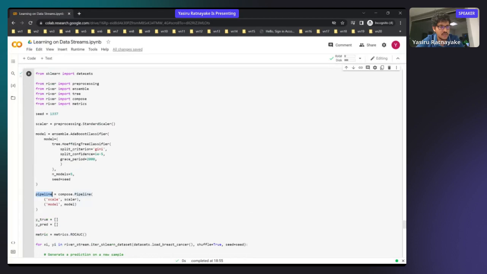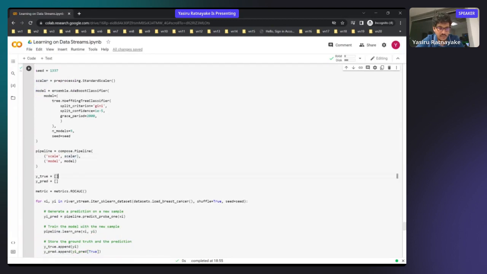River also has this kind of compose submodule. And from compose, I get this pipeline class. Into pipeline, I can name my steps. I can bring the scaler in here, as here I'm scaling things. Here I'm modeling things. It's not very different here, so you might not really see the value, but this can actually help you create a reproducible and nicely separated out pipeline.